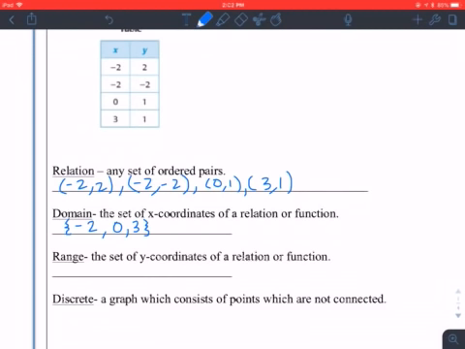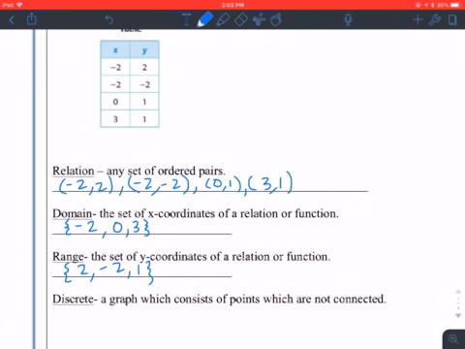For the range, that's the set of y-coordinates of a relation or a function. Again, we'll use a brace. And we'll list our y values: 2, -2, 1. We don't need to list that second one. We don't need to repeat that.